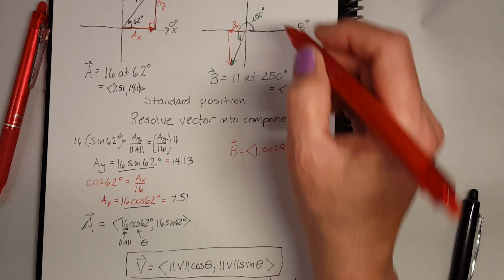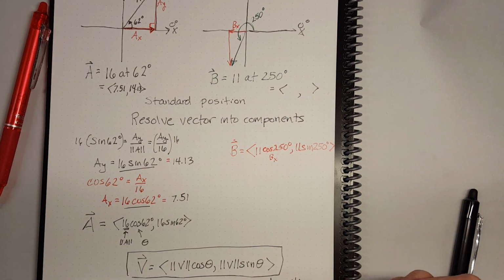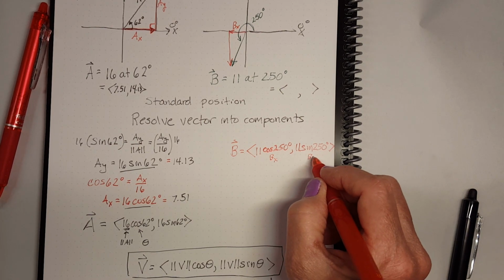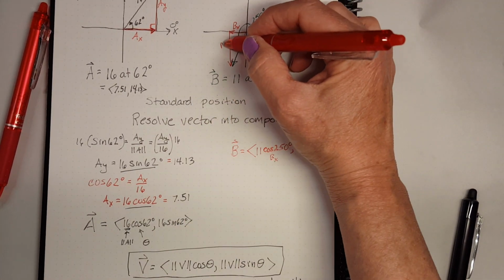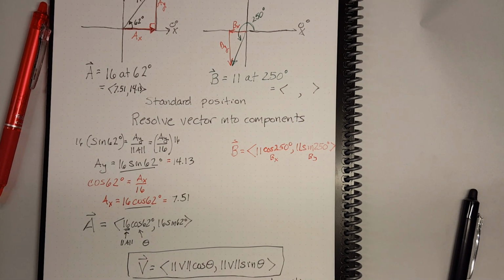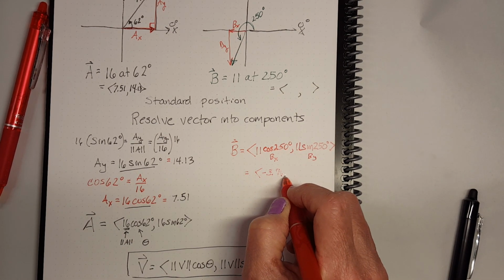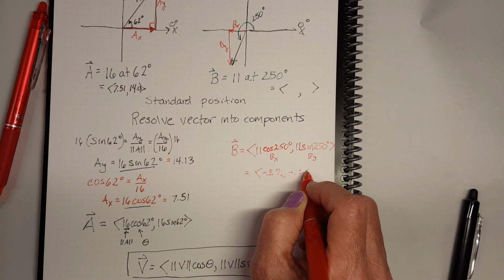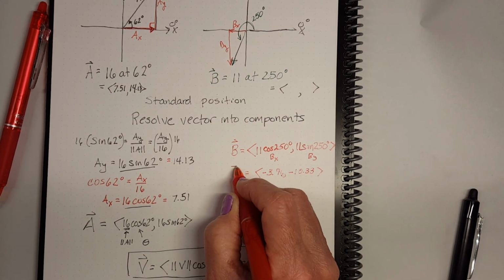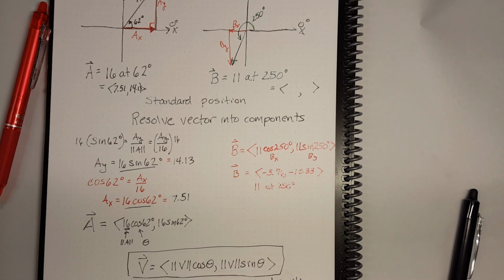My bx is going to be this value, 11 cosine of 250, and my by is going to be 11 sine 250, and I'm expecting that both of those should be negative. And when you do that on your calculator, you get that b is equal to negative 3.76, negative 10.33. And so instead of writing 11 at 250 degrees, we could have written in component form negative 3.76, negative 10.33.